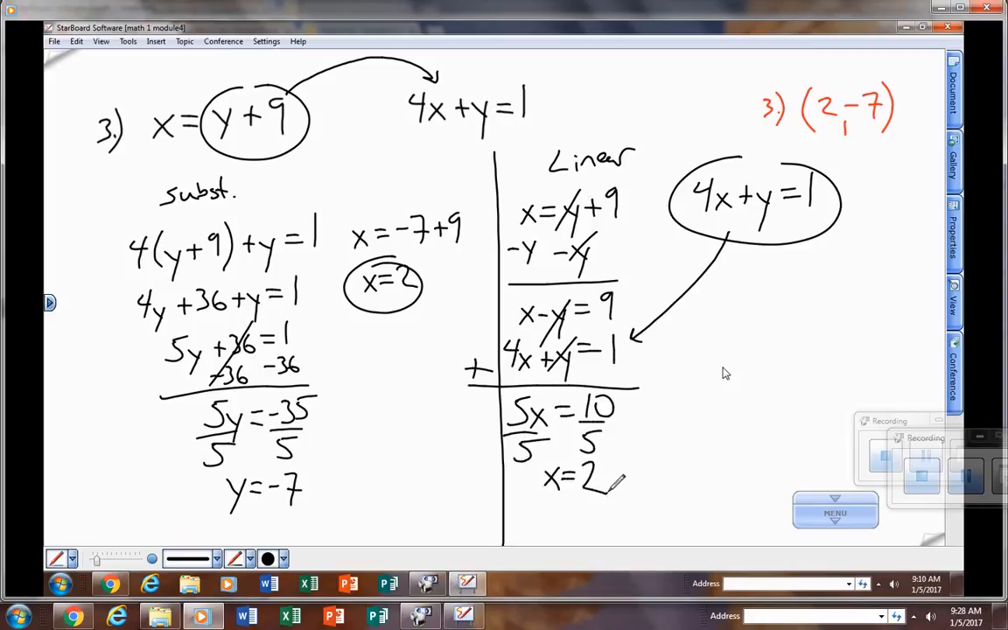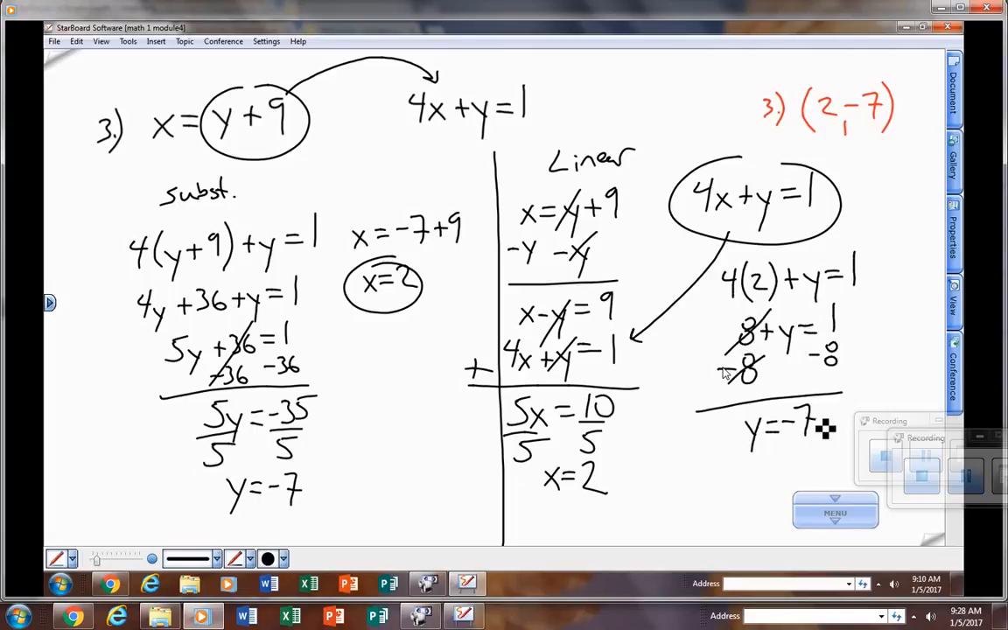And then take either equation, plug 2 in for x. I choose that 4 one, so where the x used to be, I plug in 2. The 4 is still there. Gives me 8 plus y equals 1. Take away 8 on both sides. Gives me the answer y equals negative 7. Same answer as the substitution method. 2 for x, negative 7 for y. Both will give you the same answer.